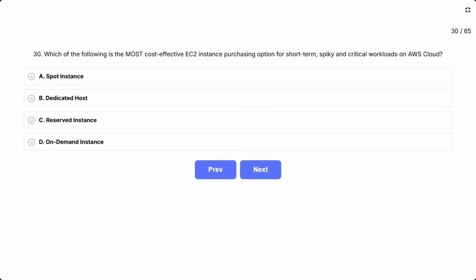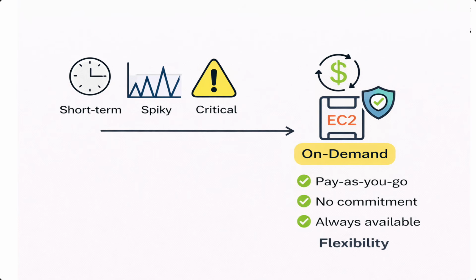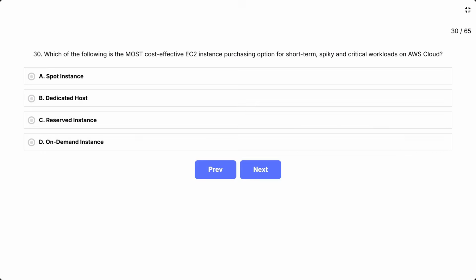D. On-demand instance. This question asks which EC2 pricing model is best for workloads that are short-term, unpredictable, spiky, and critical, and cannot be interrupted. Think of it as which option gives me flexibility, no commitment, and guaranteed availability for important but unpredictable workloads. The correct answer is D.